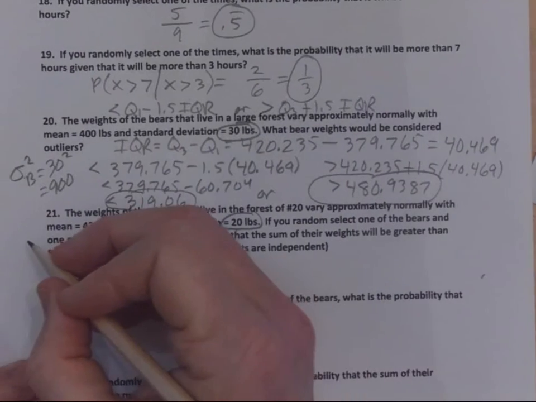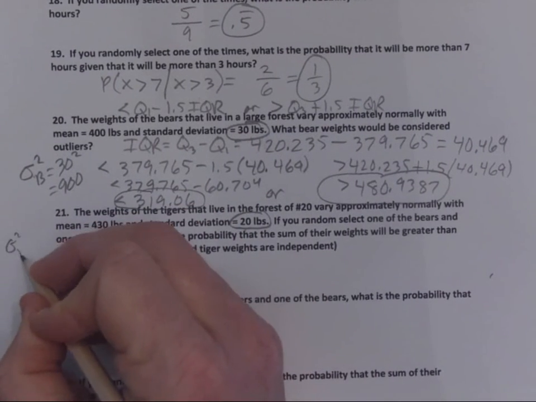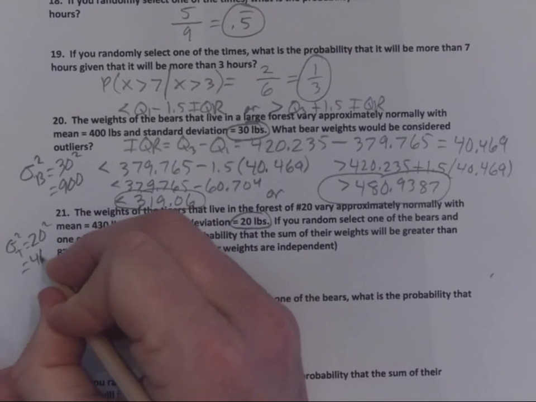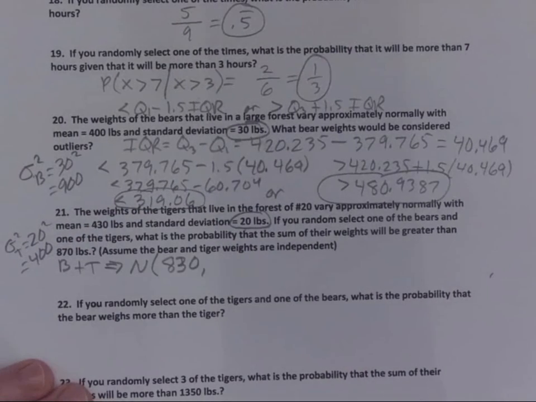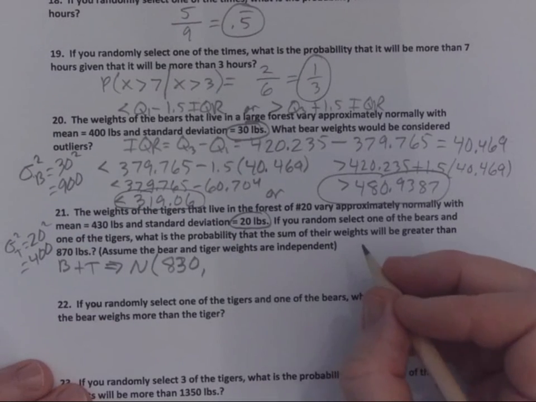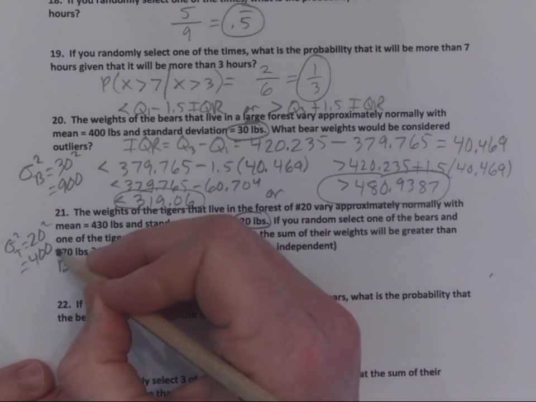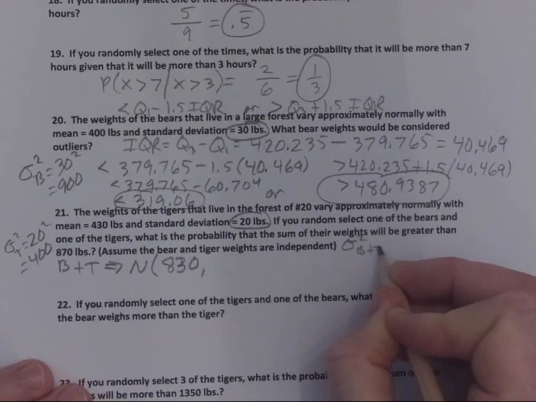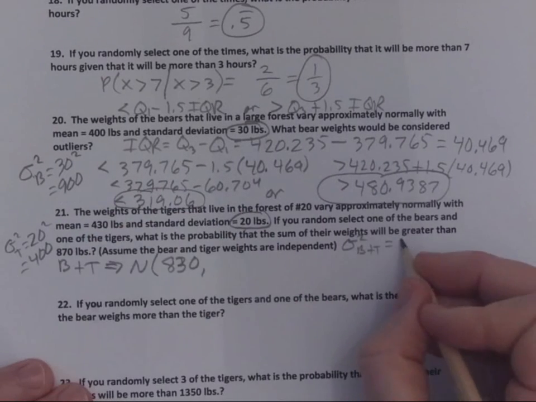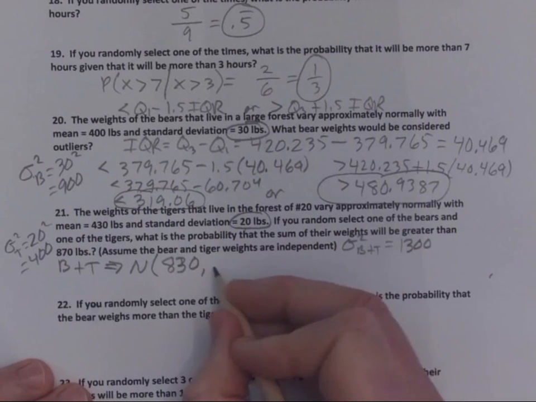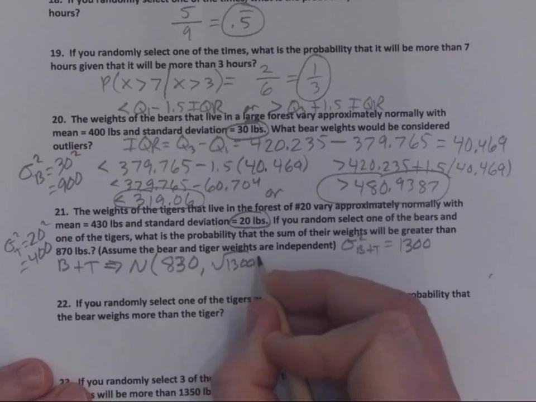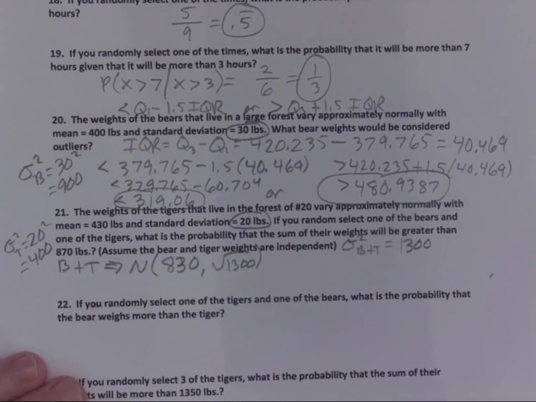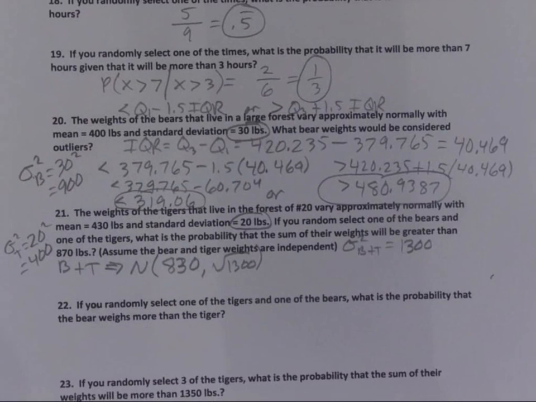And the variance for the tigers is equal to 20 squared, and that is equal to 400. Okay? All right, and so then we can add these two variances to get 1,300. So the variance of the bears plus the tigers is equal to 900 plus 400, which is 1,300. Therefore, the standard deviation is the square root of 1,300. So it's like the Pythagorean theorem. You just square them and add them and take the square root. And then there's our distribution of bears plus tigers.